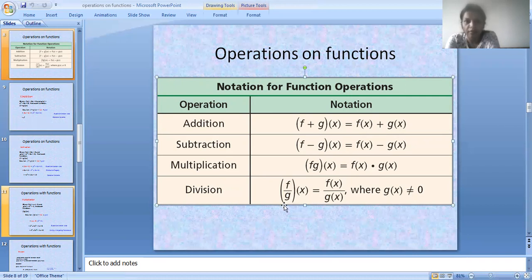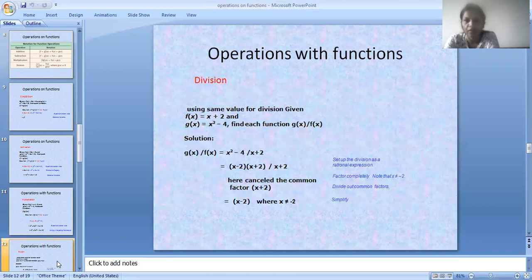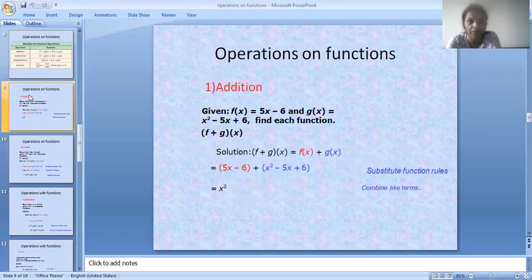Using these operations, we have to evaluate some problems. Here you can see the operations with functions. The first one is the addition problem. In the addition problem, we are given one problem: f of x is equal to 5x minus 6 and g of x is equal to x squared minus 5x plus 6. Find (f plus g)(x).